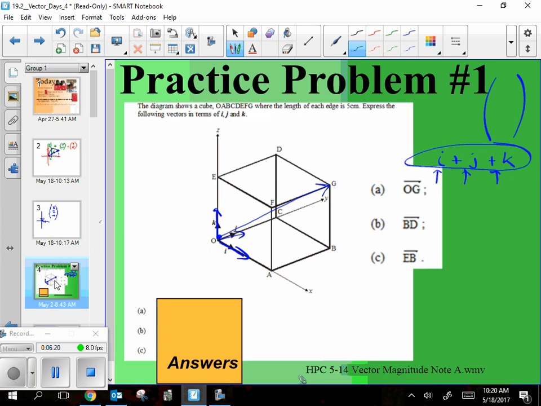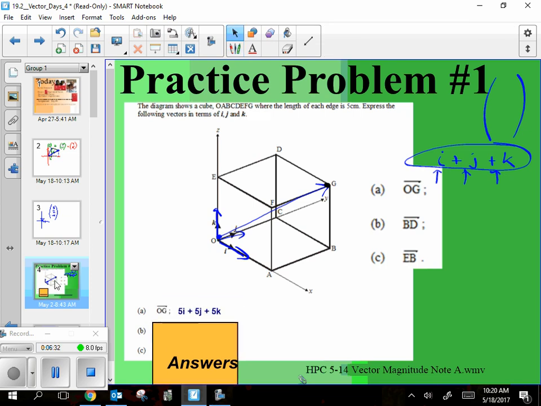Since this is on the edge of a cube, that means we can move 5 in every direction. Did you get 5, 5, 5? Raise your hand if you did. You were right. Okay, so that's the answer for the first one.